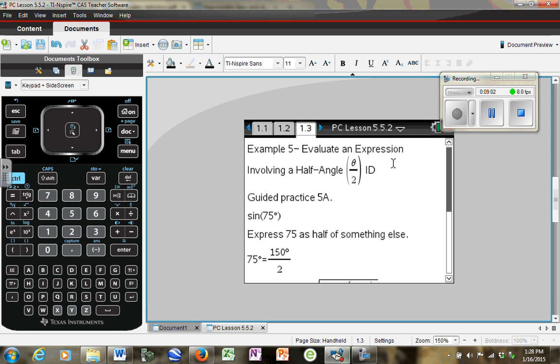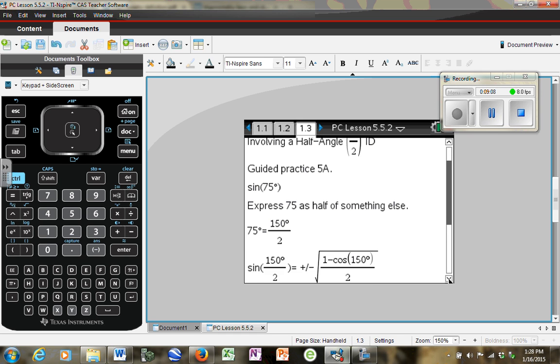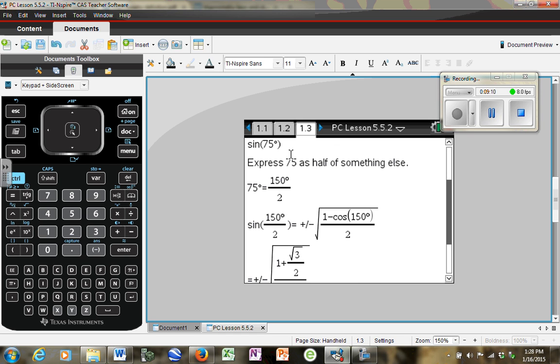Okay, example 5, evaluate an expression involving a half angle identity. Here's the guided practice. It's the sine of 75. You want to think of 75 as half of something else. That way we can express that one angle as a half angle. So 75 is 150 over 2. Okay, now we can throw that into the identity.